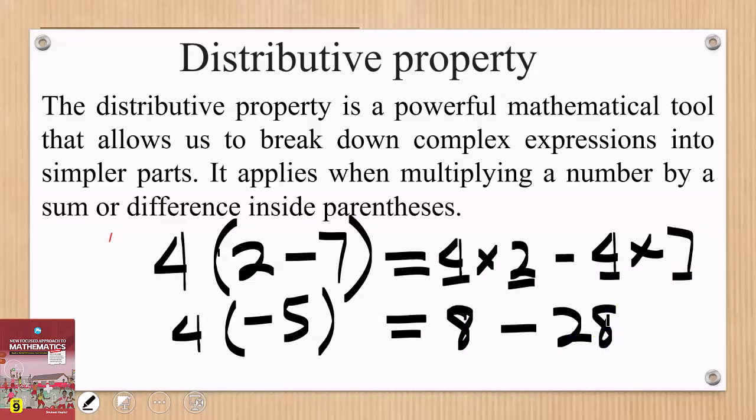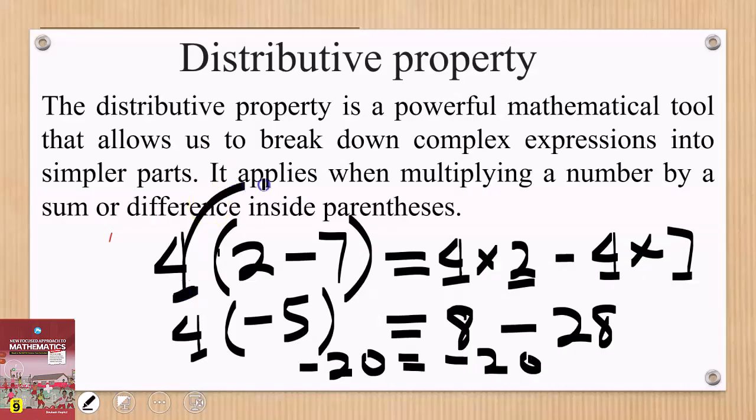Now, when I multiply 4 times negative 5, that will give me negative 20. On the right-hand side, 8 minus 28 also gives me negative 20. So the left-hand side is equal to the right-hand side. So in the simplest form, we say multiplication is distributive over subtraction. And that is very true. How do we use this concept to solve complex math problems?